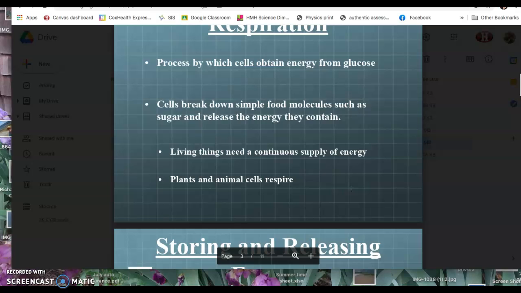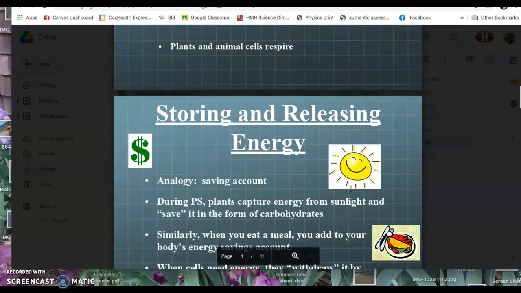So living things need a continuous supply of energy. So plants make their own, and of course, animals will eat to get their energy. So both plants and animal cells do respire, or they perform respiration.